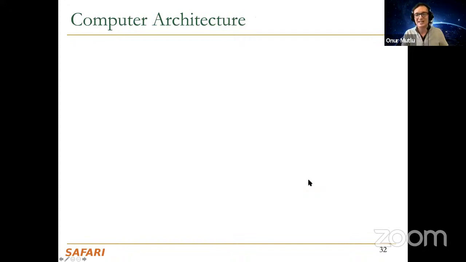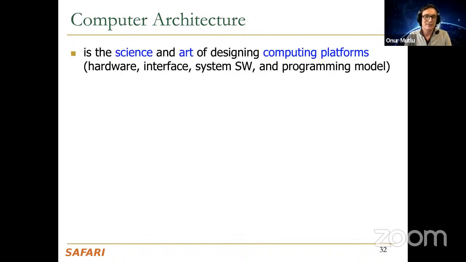So what is computer architecture given this? The way I like to think about computer architecture is it's really the science and art of designing computing platforms. And that's it. That's a general definition, right? And this includes the hardware. This includes the interface, hardware-software interface. This includes the system software, in my opinion, and the programming model. So this is an expanded definition, as you can see.